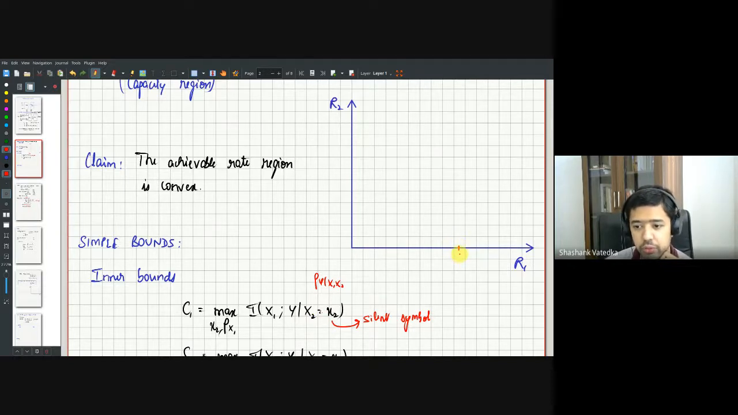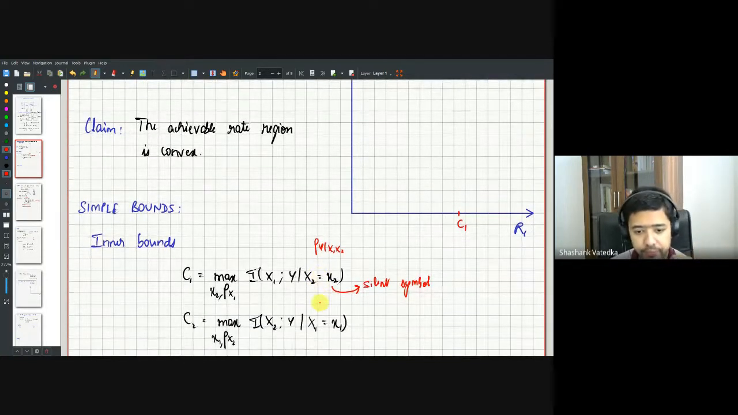So that would correspond to the rate point over here. Right? So this would be C1. Now similarly, if user 2 were active all the time and user 1 were silent all the time, then the maximum rate at which user 2 could transmit is given by this quantity. It's the maximum over all possible x1 and p(x2) of the mutual information between x2 and y given x1 equals little x1. And that would give us some rate point C2.